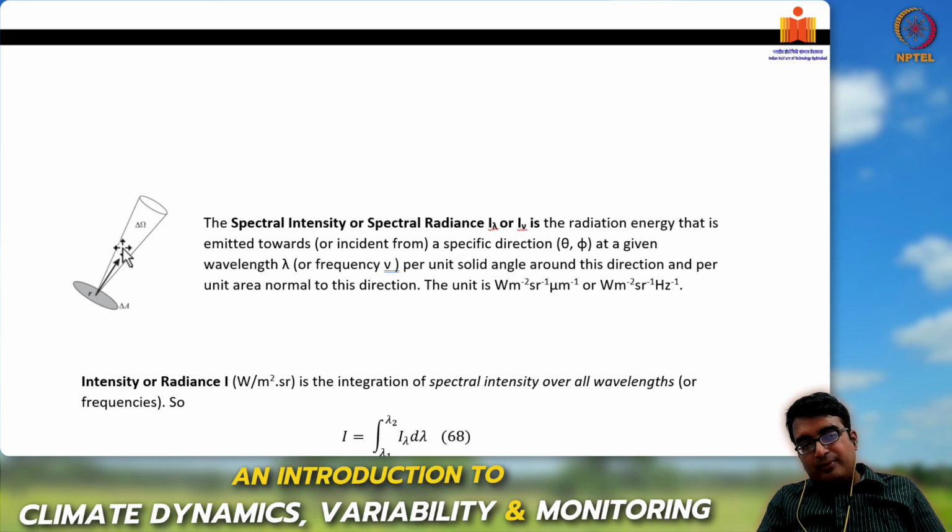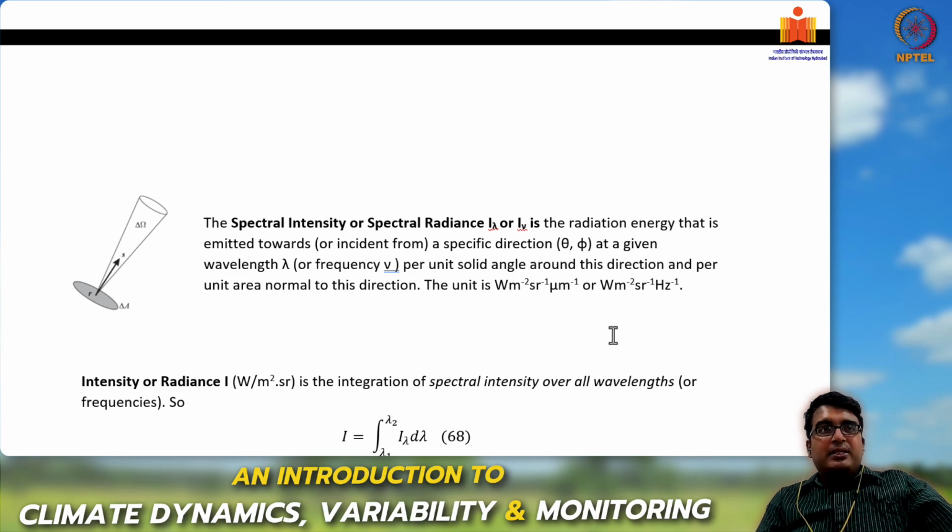You can see how it is defined. This direction is at a certain theta phi orientation with respect to this point here. We take an area which is normal to this direction. The radiation energy being emitted or passing through this point in this direction, per unit normal area to this direction and per unit solid angle around this direction, is the spectral intensity or spectral radiance. Watt per meter square per steradian per hertz.